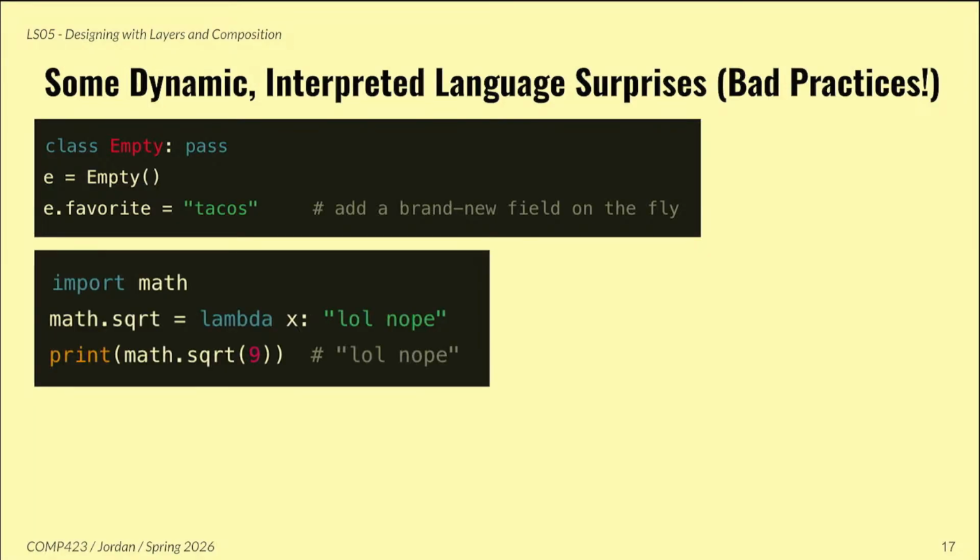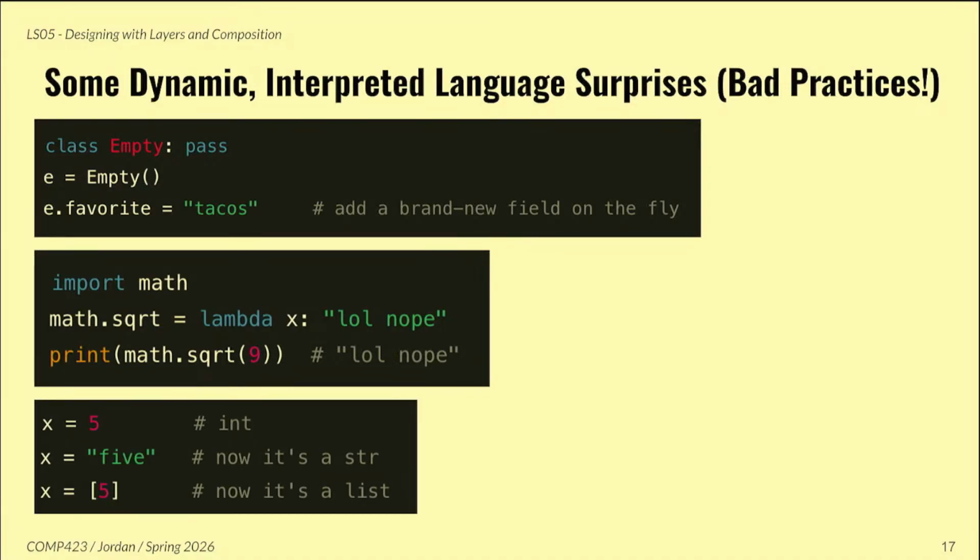Another example, you can import the math library. You can override the square root function of the math library to return the string "LOL nope", such that if later in this module, specifically in this module, you called math.sqrt(9), you would get the string "LOL nope" returned to you. Like, this is offensive, right? You shouldn't probably ever do this, and it would be very confusing to override built-in functions in this way.